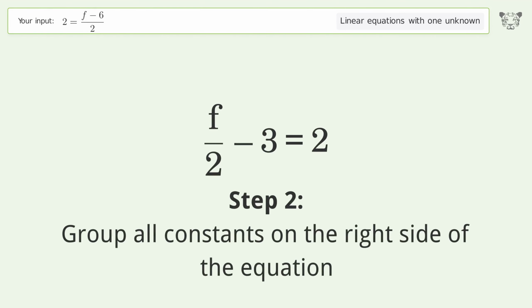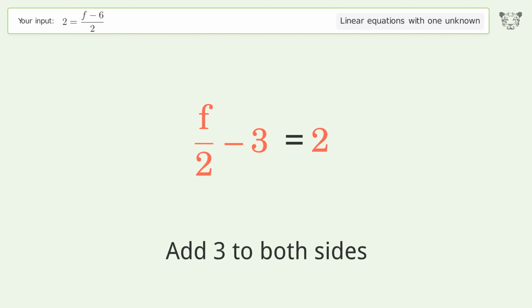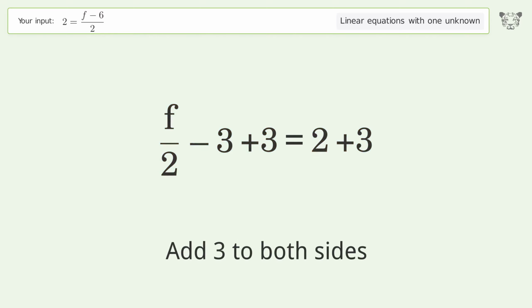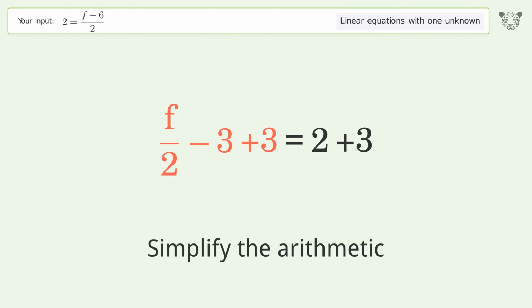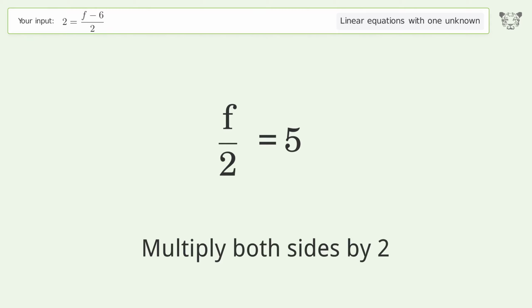Group all constants on the right side of the equation. Add 3 to both sides. Simplify the arithmetic. Isolate the f. Multiply both sides by 2.